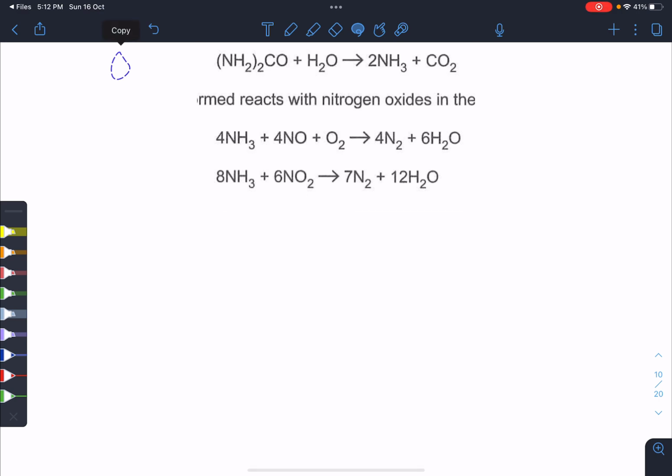So let's look at step 1 then. Step 1 produces NH3 and CO2. Cool. Did any of the products produced in step 1 react in the next step? Yes, NH3. So that means your NH3 will basically be used up.